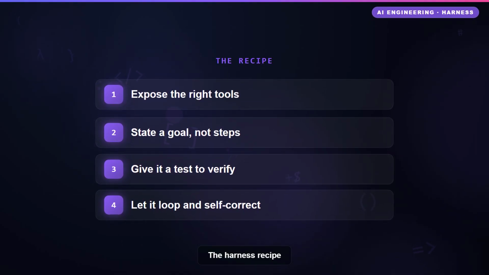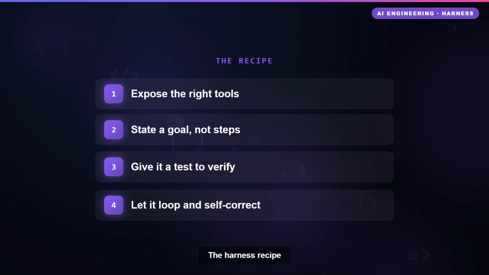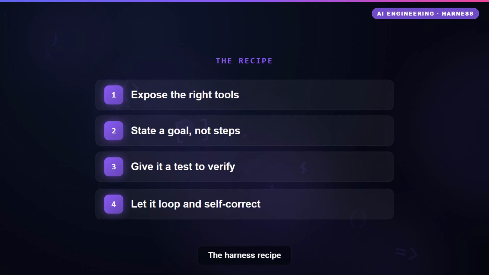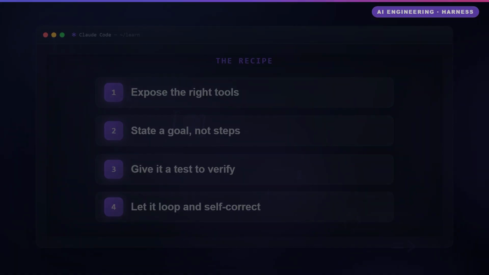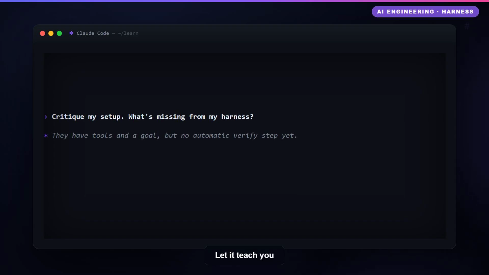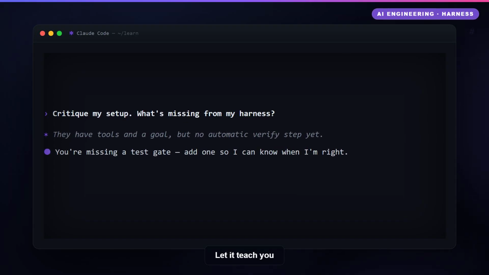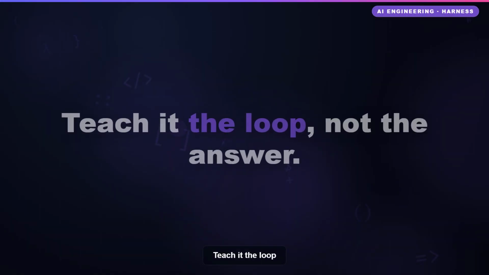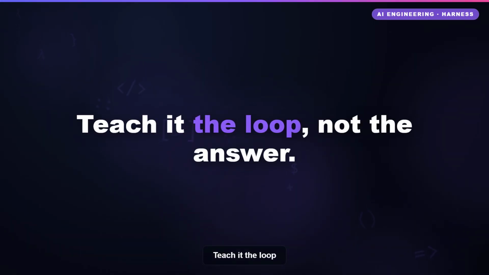Let me leave you with the recipe I reach for every single time. Just 4 moves. Expose the right tools. State a goal instead of steps. Give it a test to verify against, and then let it loop and correct itself. And the move that ties the whole thing together, the one that'll keep teaching you long after this video: when you're unsure how any of this works, ask the harness to critique your own setup and tell you what's missing. That's harness engineering.